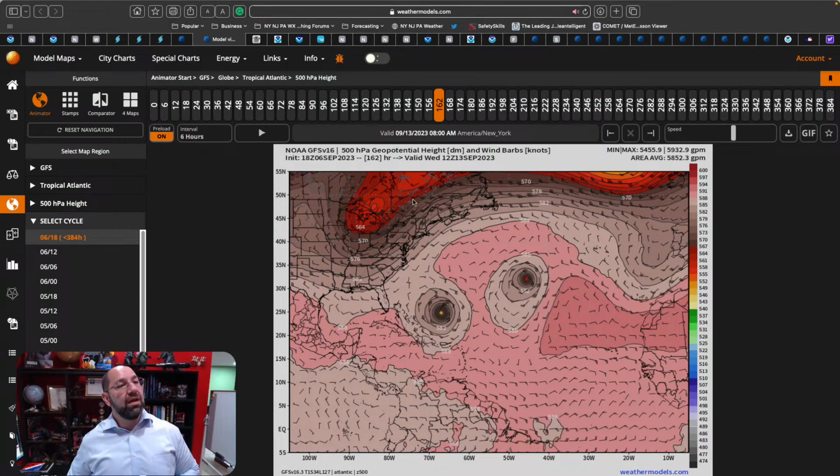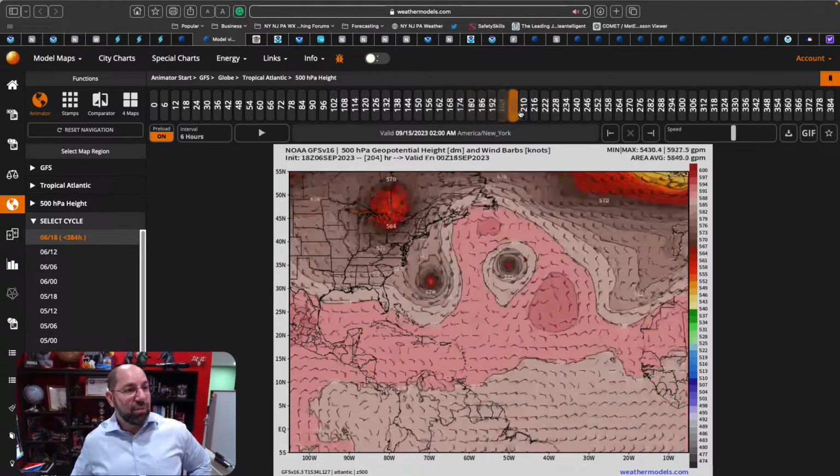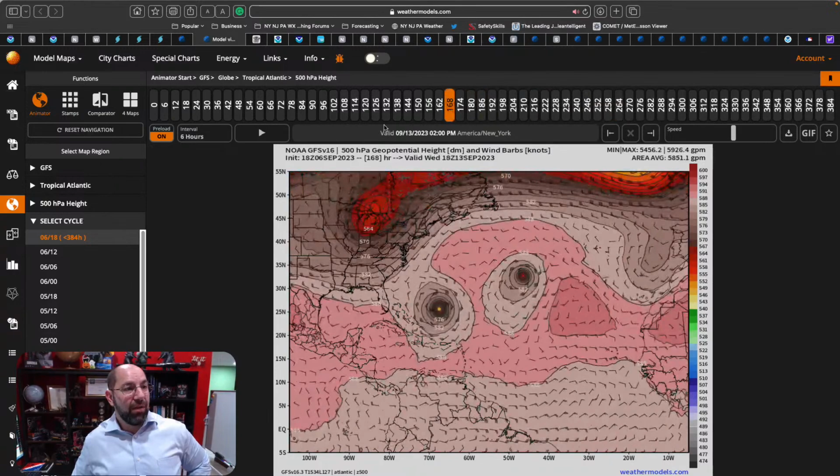While that's happening, you have this trough. But notice on the GFS, it's a positively tilted trough. Look at the winds coming in from the southwest. That's why this low gets kicked out.